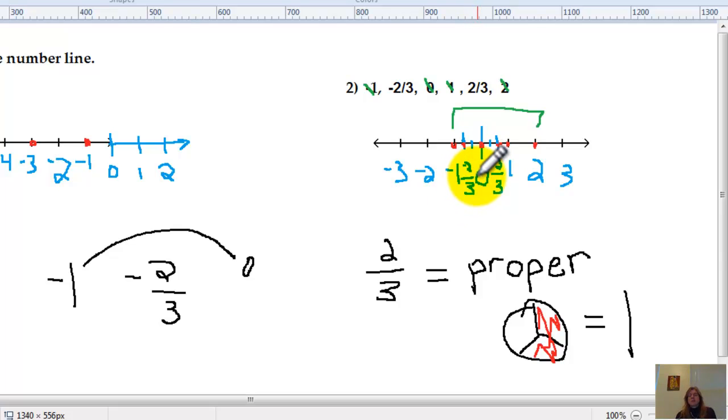It's hard to see that really well, but okay. So we have 0, 2/3, 1, and 2. Then we have the 0, negative 2/3, and then -1.